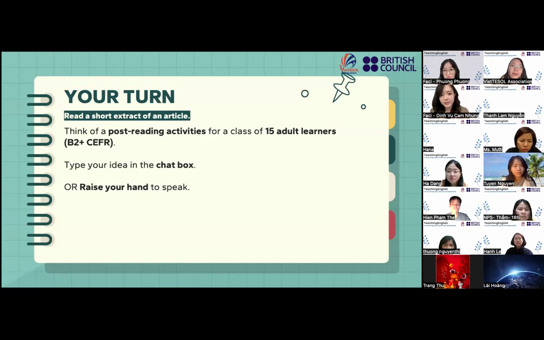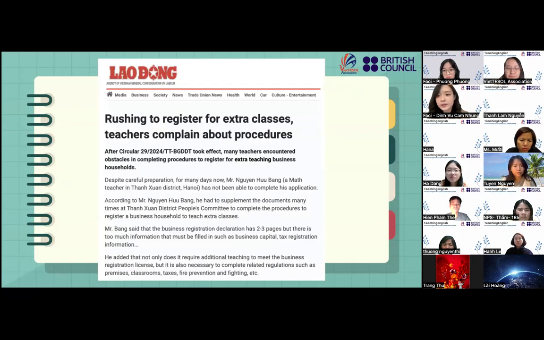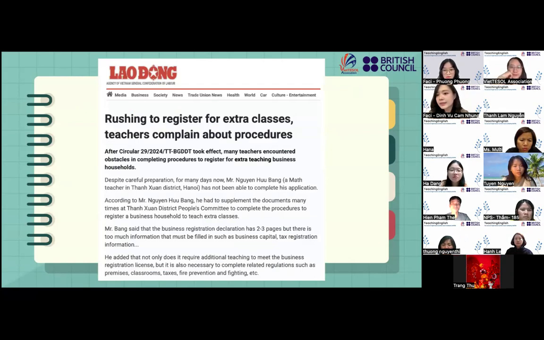So this is our text. This is actually an authentic text that I got from the Agency of Vietnam General Confederation of Labor, the online newspaper. Rushing to register for extra classes, teachers complain about procedures. Okay, so I'm waiting for your responses. Okay. List 5 things or phrases that you've learned from the text.